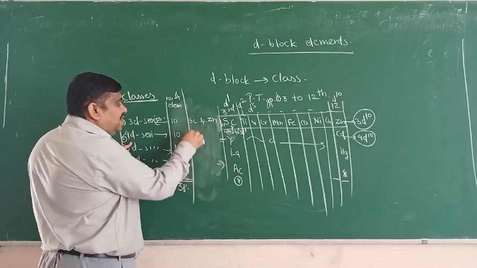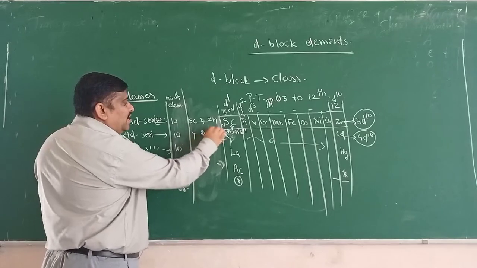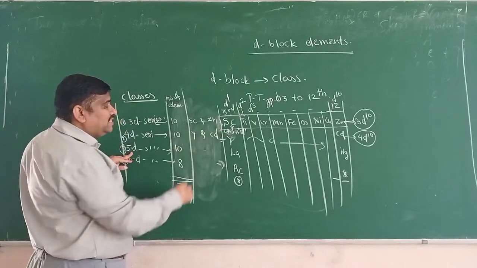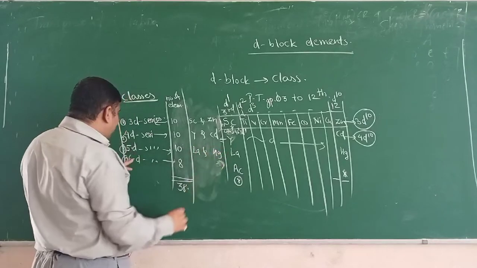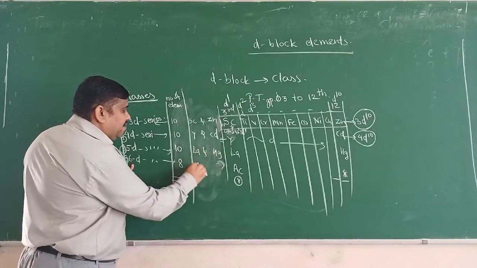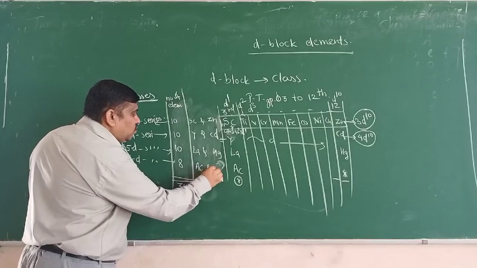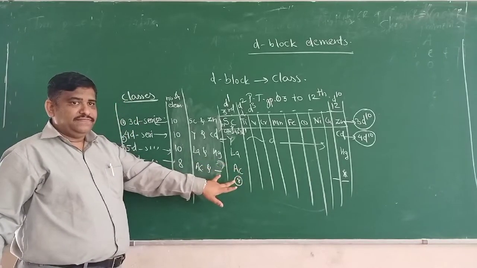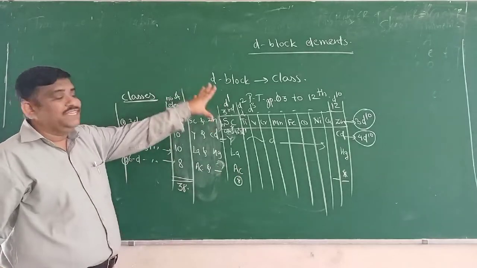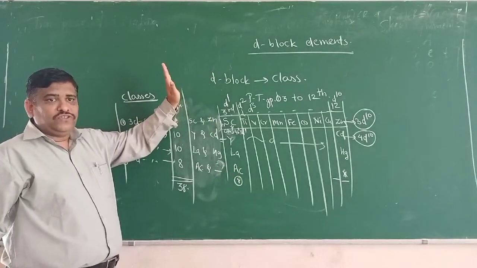Which is the first element in this? Yttrium, and last one is what? Cadmium. In the 5d series, lanthanum and mercury. Which is the first element in 6d? Actinium, and as you know there is no last element because it is an incomplete period here. So this is all about the classification of the d block elements.